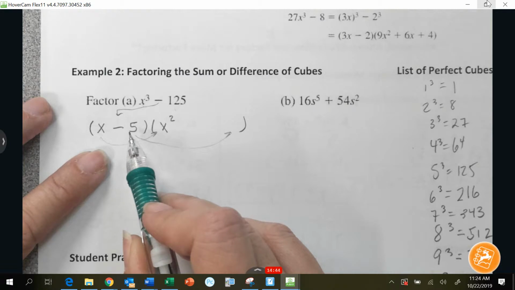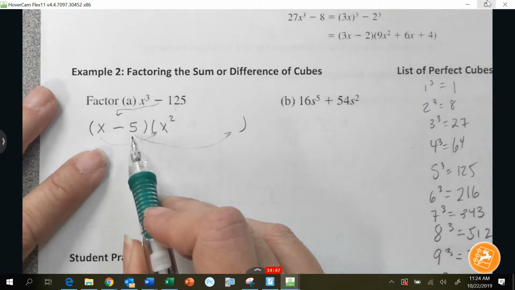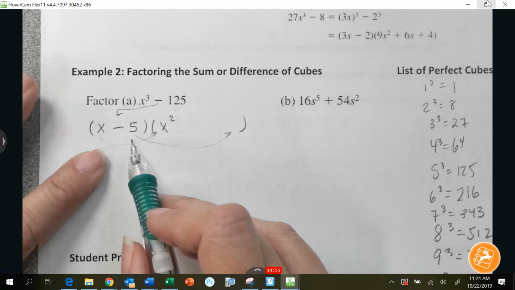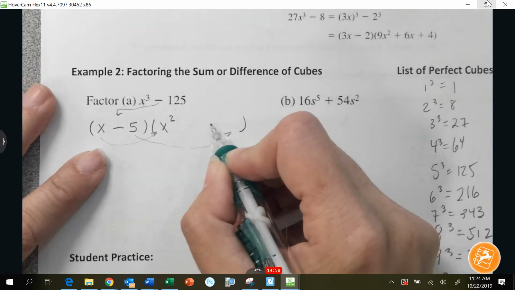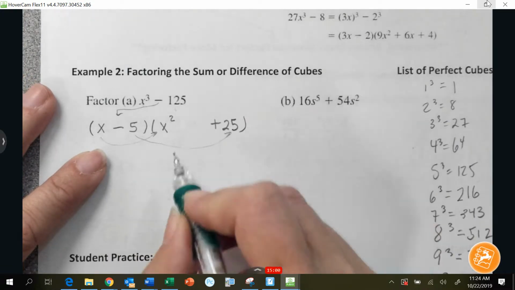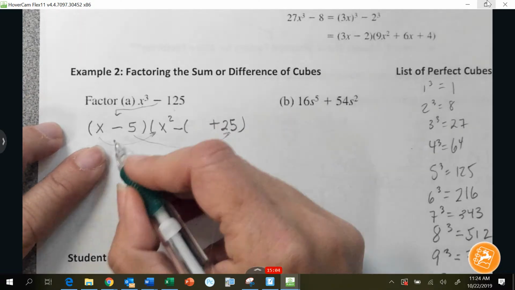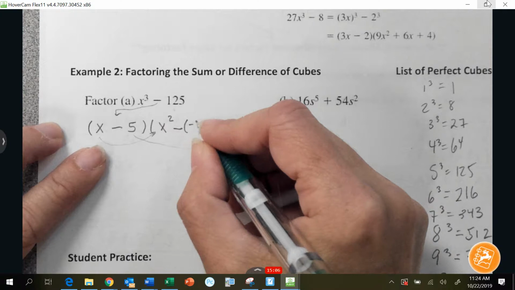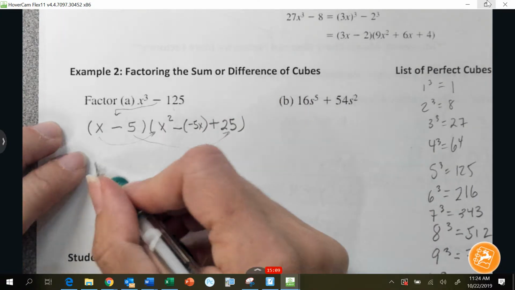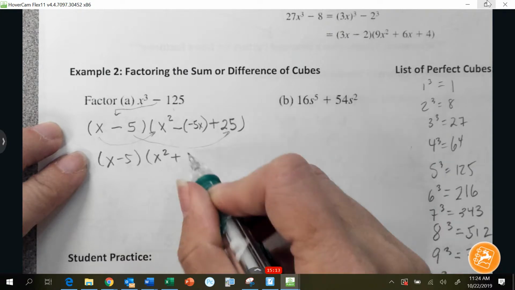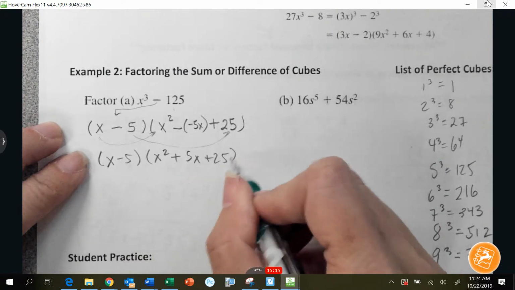What's negative 5 squared? Is that a positive or negative? That is a positive 25. And then the middle is always subtraction, and then we multiply together, it's negative. So that becomes x minus 5, x squared plus 5x plus 25.